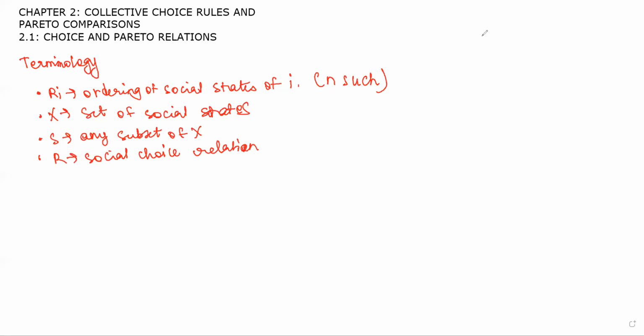Now, as we have told you, social choice theory is about going from Ri to R. So when you go from all the n Ri's to R, you go using a collective choice rule. This is what a collective choice rule is. A collective choice rule is a functional relationship between the Ri's and R. So for any given Ri's, if I know the ordering of each individual, if I can give you the social ordering, that is a collective choice rule.